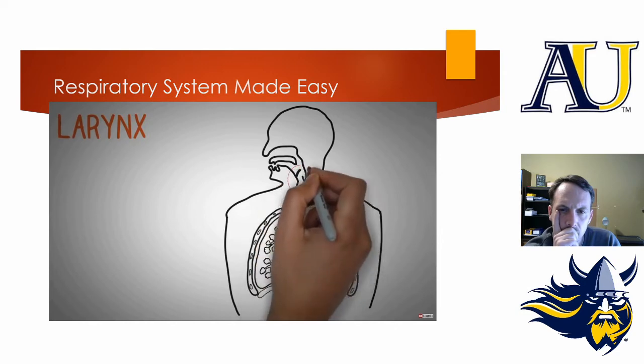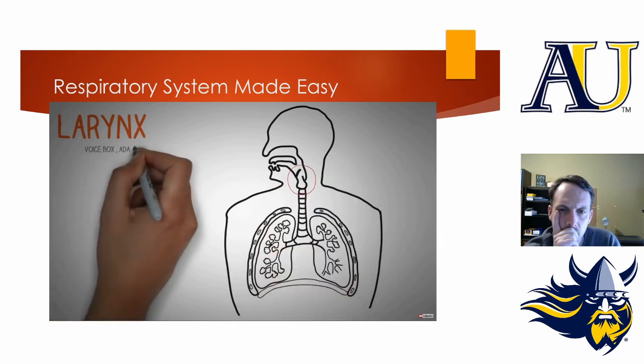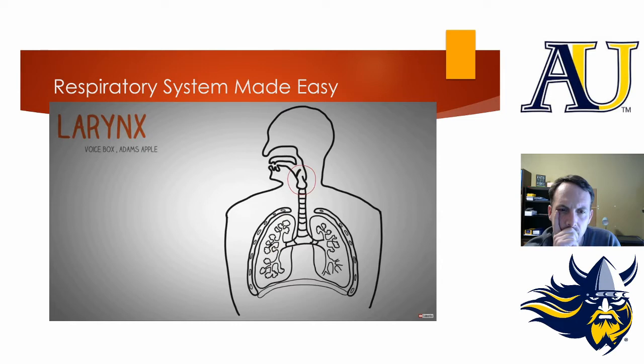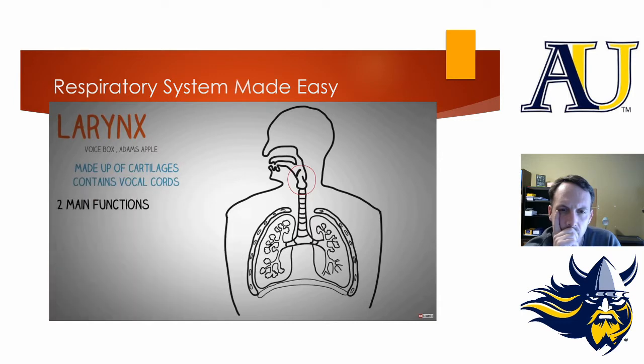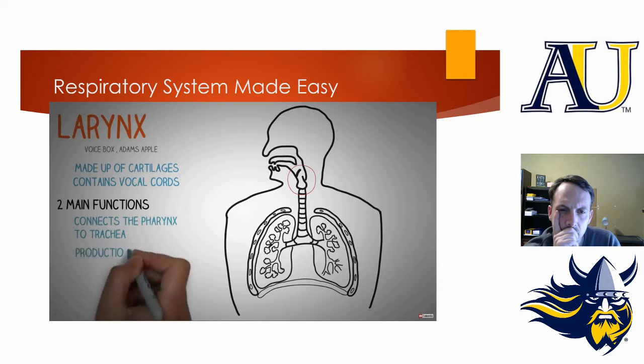The larynx is located right here, and it is also known as the voice box as well as the Adam's apple. The larynx is made up of many cartilages, and the larynx contains the vocal cords. The main functions of the larynx in the human respiratory system are that it connects the pharynx to the trachea, and the second important function is the production of sound or speech.